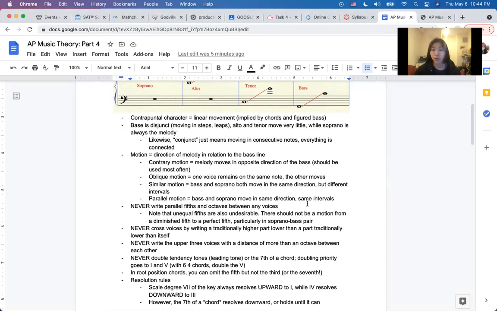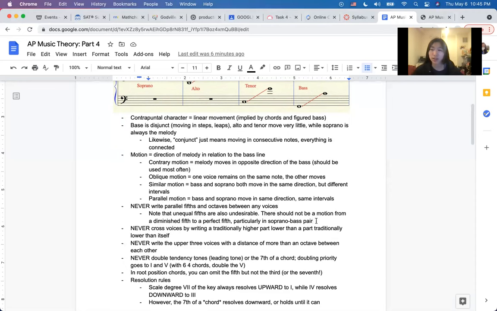First of all, you never want to write parallel fifths and parallel octaves between any voices. The voices don't have to be right next to each other. For instance, even with bass and alto, you don't want parallel fifths and octaves. That basically just means that in two consecutive chords, you shouldn't have the same interval, the same number of octaves higher, for two voices.